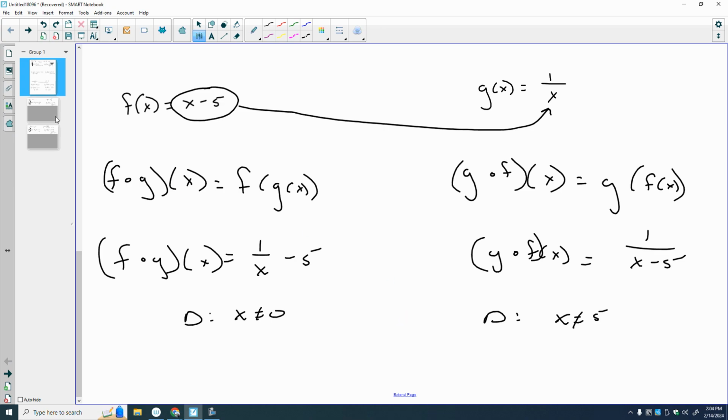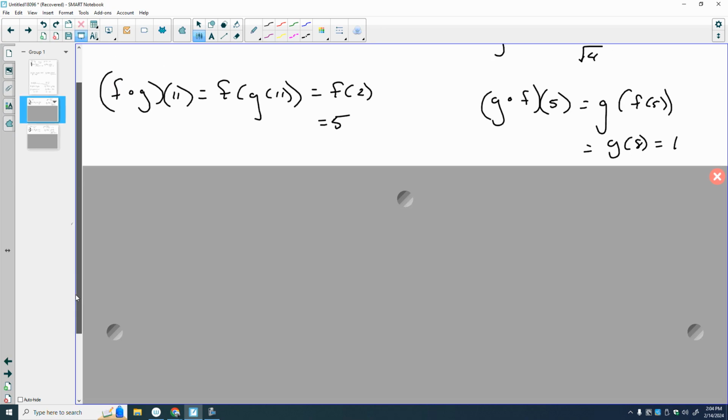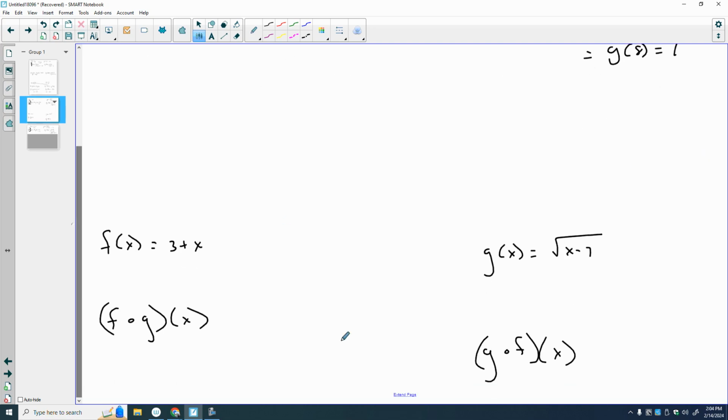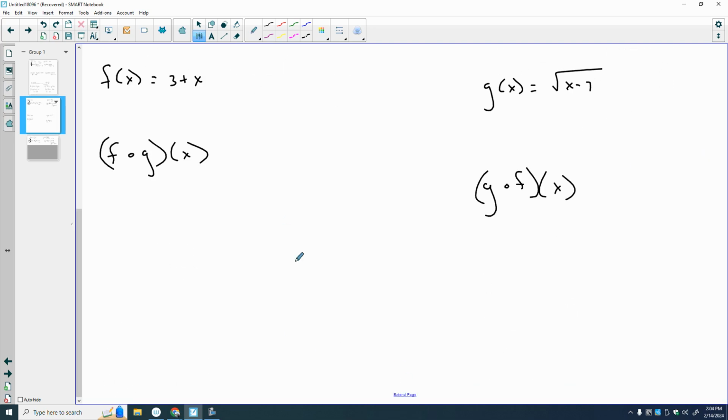Okay, I'm going to get rid of that. Let's cruise down here. I'll give you a second. Hit pause. Find what is f of g of x, what is g of f of x, and state their domains.